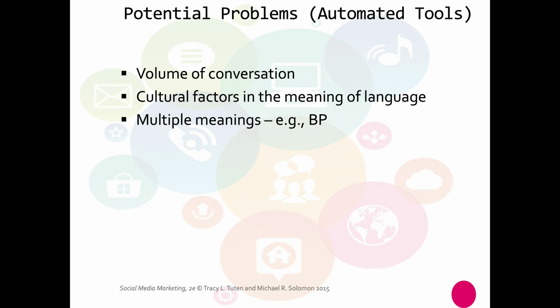Cultural factors in the meaning of language, right? Does the software understand what a negative comment from an Irishman is versus a negative comment from somebody from Mississippi versus someone from Buenos Aires? It is good and robust that way, but it's not perfect. So that's the reason that you have people review to make sure. And then things have multiple meanings, for example, irony and sarcasm. Automated tools have a problem picking that up.